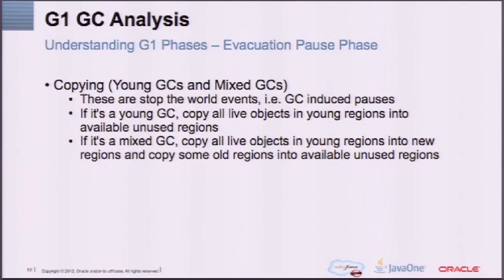If it's a young collection, it copies all live objects in young regions into the available unused regions. If it's a mixed GC event, it copies all live objects in young regions into new regions, and some old ones, because now it has the markings. Remember, a mixed GC cannot happen until you have the marking information. So now you know what old regions you can collect, what live objects you can move from the old regions. So you move them into unused regions.